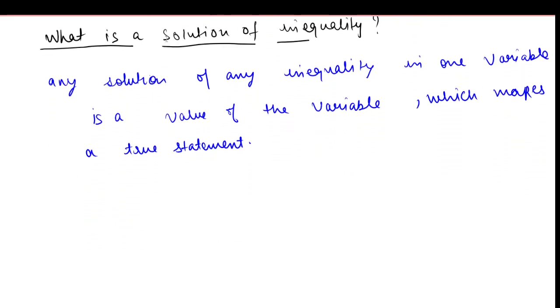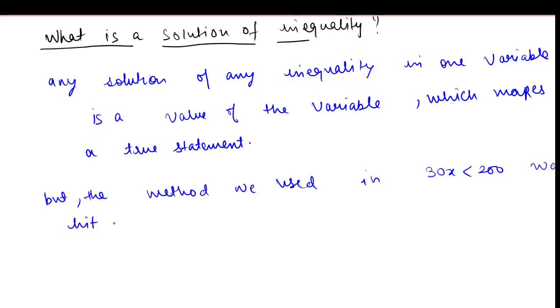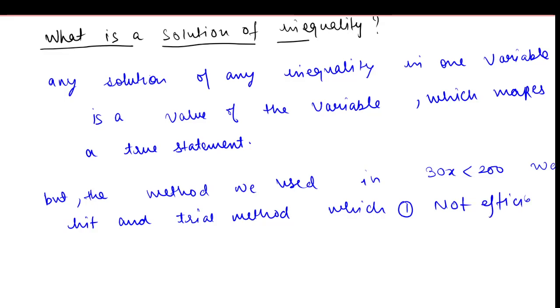However, the method we used in 30x less than 200 was the hit and trial method, which is not very efficient, and second, time consuming.